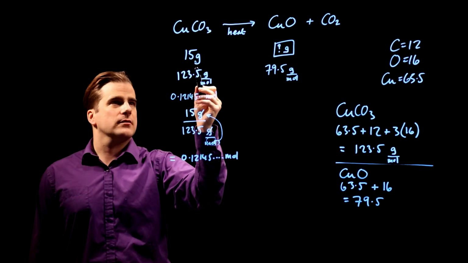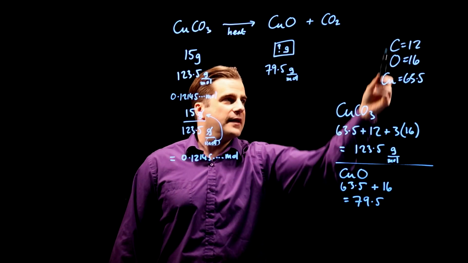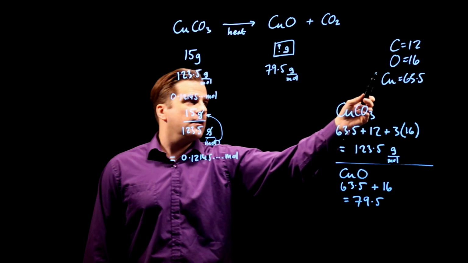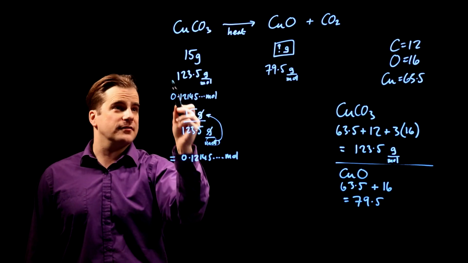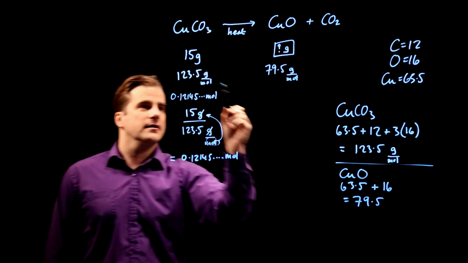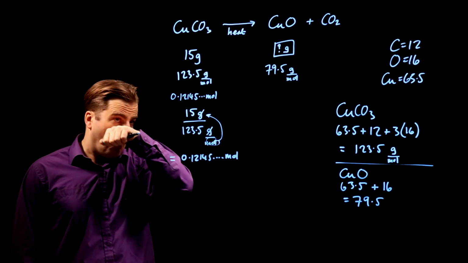So they gave us 2 of the 3, if you like. They gave us the mass. They gave us the atomic masses, the relative atomic masses, so we could work out the relative molecular mass very easily. Okay? So they gave us 2, we worked out the third. Good.